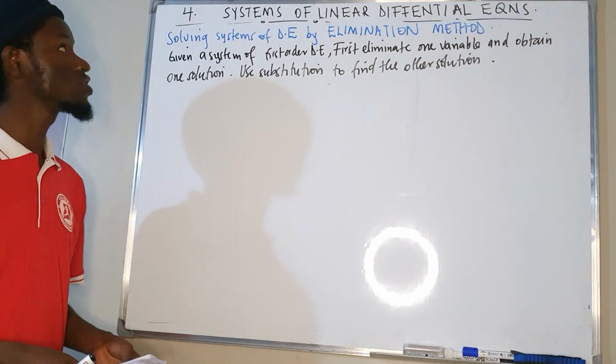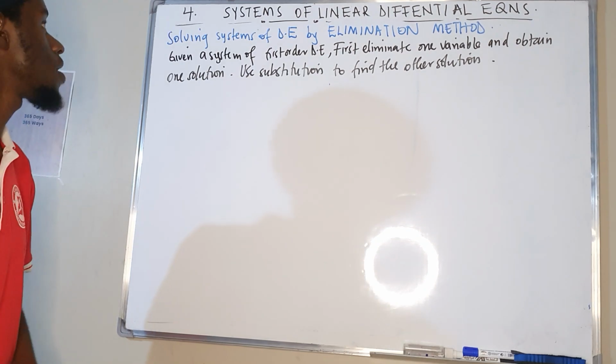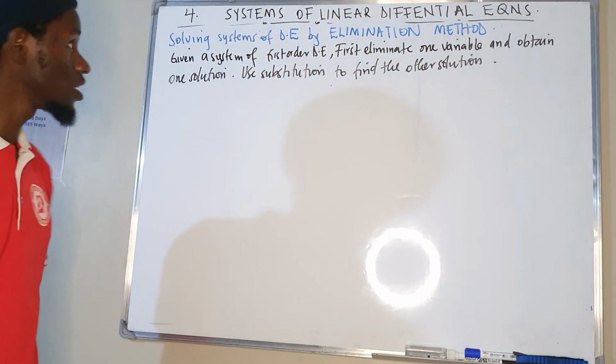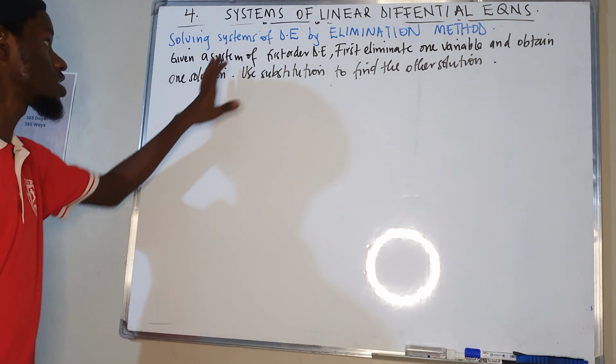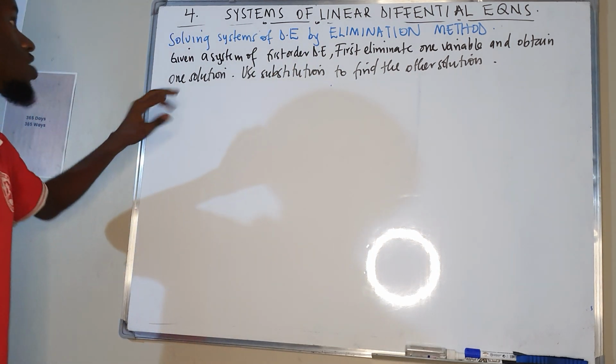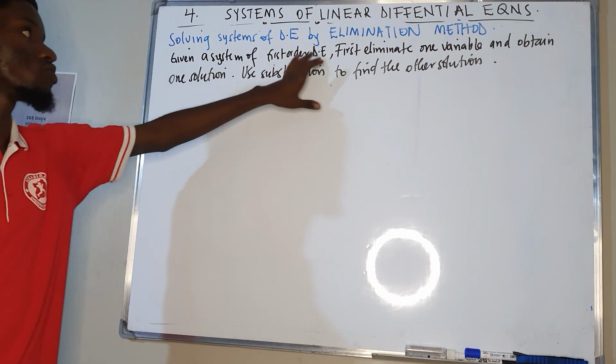Today we are still on chapter 4. We want to talk about how to solve systems of differential equations. Today we shall talk about solving systems of differential equations using the elimination method. Here we shall be given a system of first order differential equations.